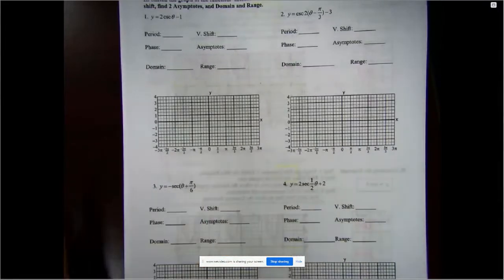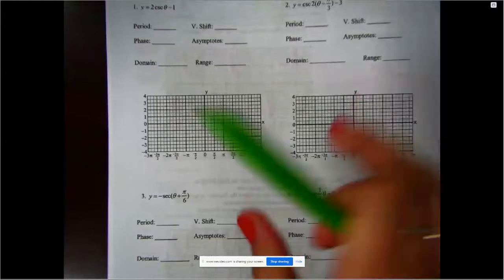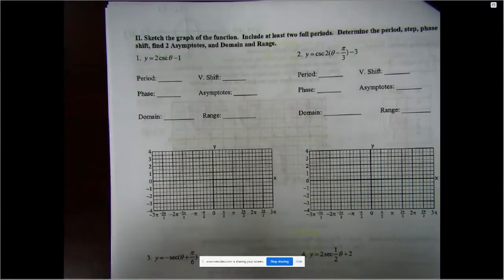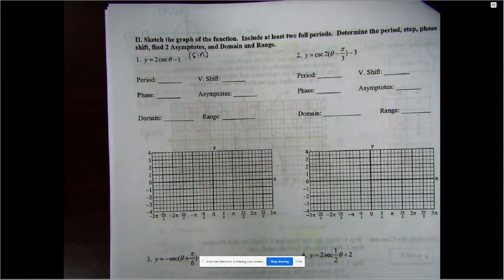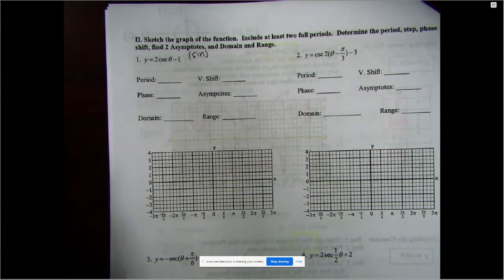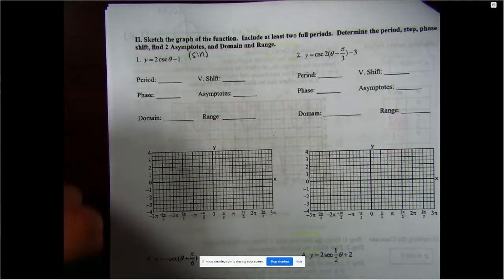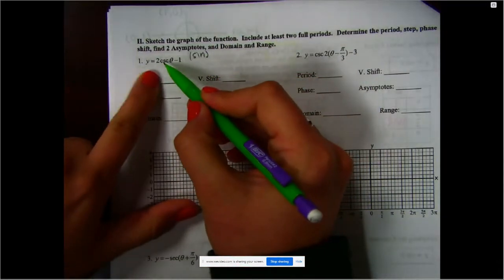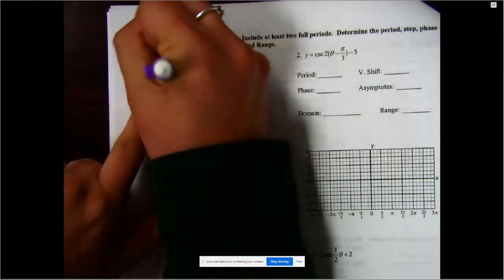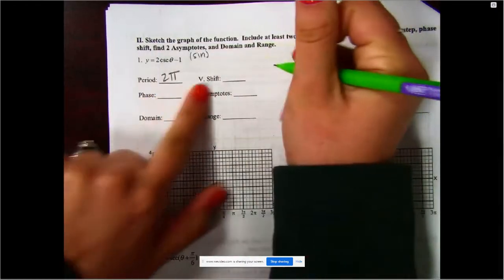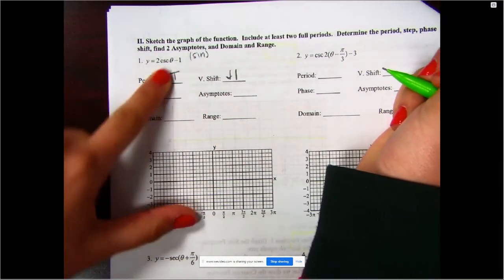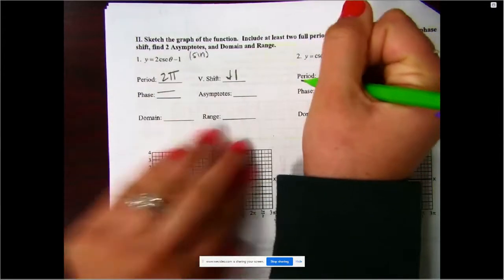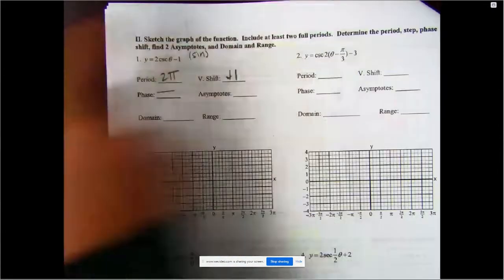Okay, so number 1, the first thing I like to note is whether this is the reciprocal of sine or cosine. This is cosecant, so that's the reciprocal of sine. So if we are going to do sine, let's answer some questions first. Period, there's no b value, so it stays 2 pi. Vertical shift, we went down 1. Phase shift, there's nothing in parentheses, so no phase shift, and we'll save all these for after.